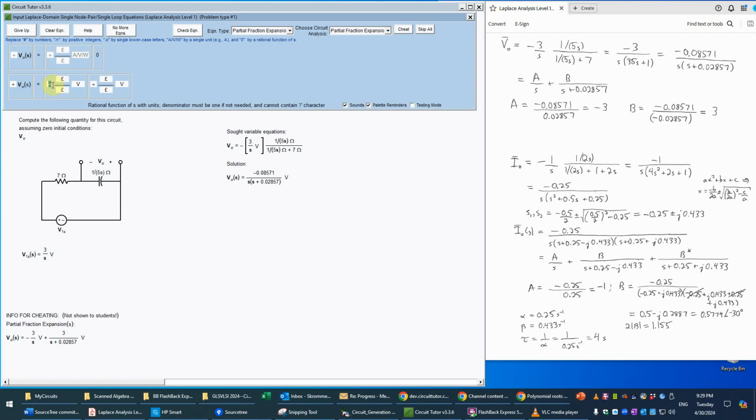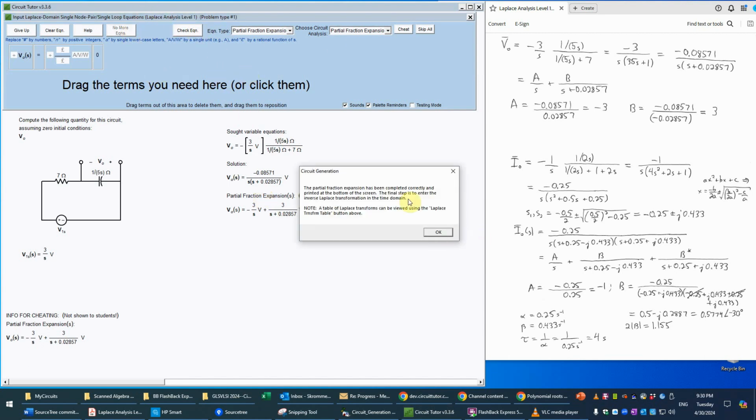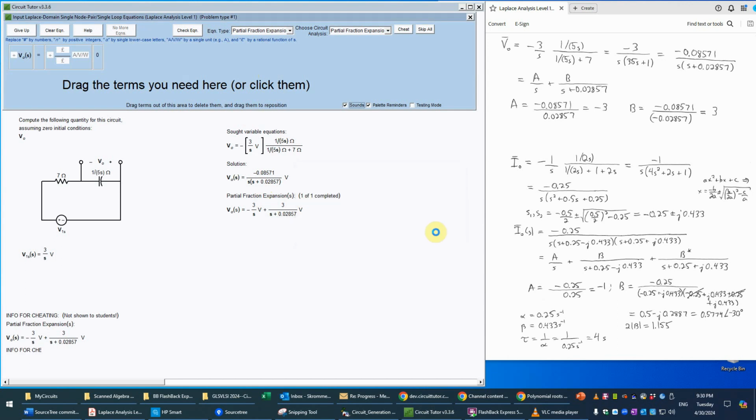So we're going to have a -3 over the s. And then the b term will be 3 in the numerator divided by the s plus 0.02857, and we don't need parentheses there because it's got its own text box, so it's basically automatically in the denominator. So now we'll go ahead and check the partial fraction expansion, and that is correct. That's been printed on the screen for us. And so now, since we've done all that type of equation, we just click no more equations, and it just basically tells us now we have to do the inverse Laplace transform to get back to the time domain.